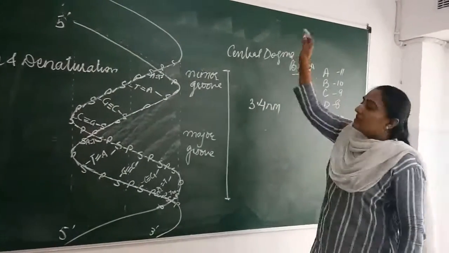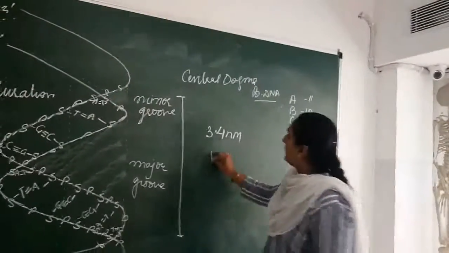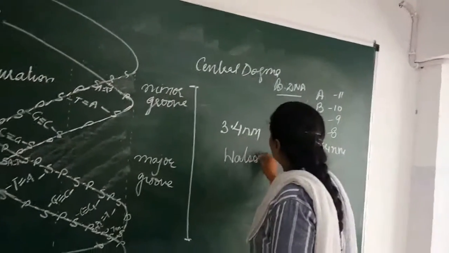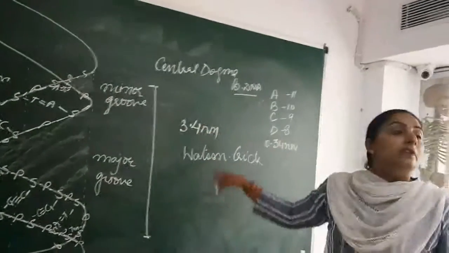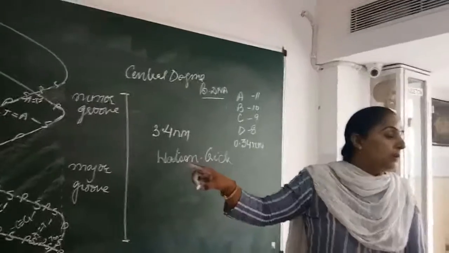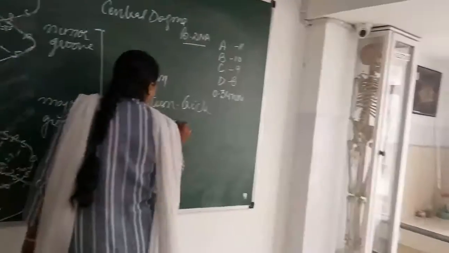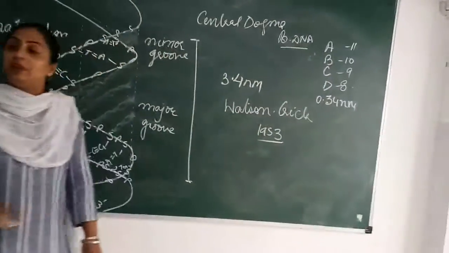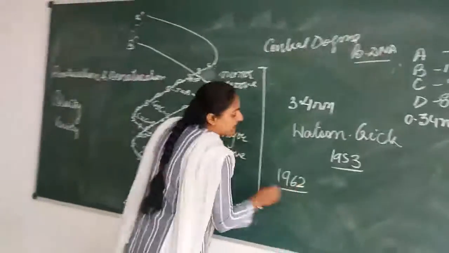See, many scientists proposed the structure, but it was Watson and Crick who ultimately gave this model of DNA, that is the double helical model of DNA, and they were able to fully compile this model in 1953. For this model, they were awarded the Nobel Prize in 1962.